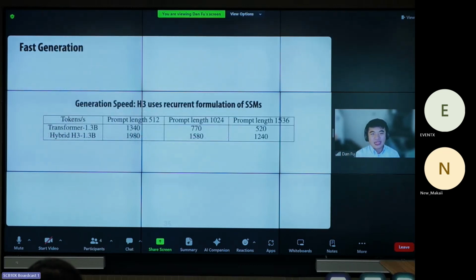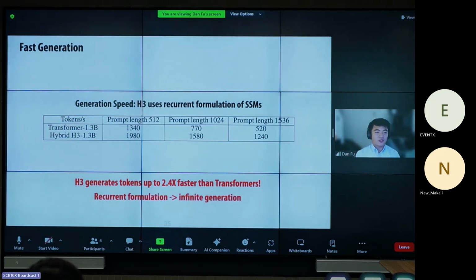Now, remember at the beginning, I told you that state-space models have fast generation. What that means is that when you replace all these attention layers with H3 layers, you can actually run it in this recurrent way, and we could see up to 2.4 times faster generation than transformers. And finally, of course, this recurrent formulation also means they can do infinite generation. So you can start with this H3 model, train it on 2K, and just generate text for as long as you like.